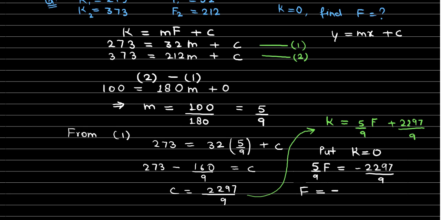See, this 9 and 9 will get cancelled. I'm left with negative 2297 over 5. Yes, if you divide it out, we get 459.4. So the Fahrenheit temperature is going to be negative 459.4 degrees to get the Kelvin value to be zero.